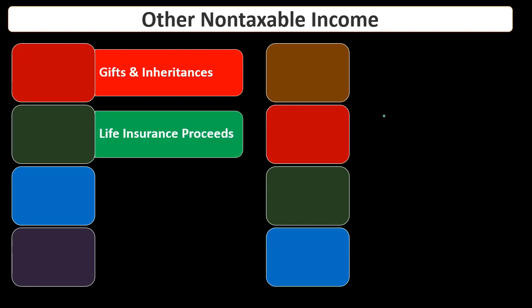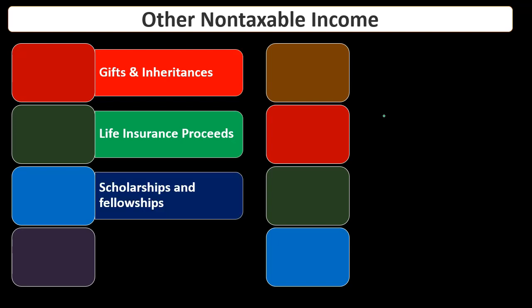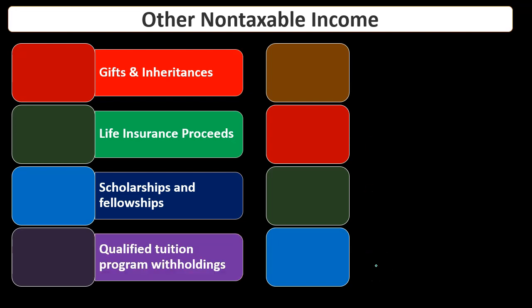So then we have the life insurance proceeds. The general rule for life insurance is that if you got the proceeds, they're not included in income on the tax return. Scholarships and fellowships. If it was a scholarship that was received, you're still going to get documentation for it, but if it says it's a scholarship or fellowship, then that's something that will typically not be included in the income. You may still get documentation on the scholarship or fellowship from whoever provided those. And then we have the qualified tuition program withholdings, so not included.